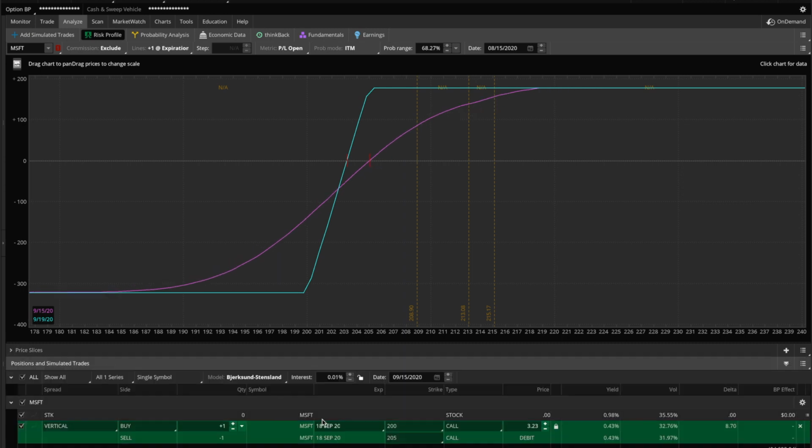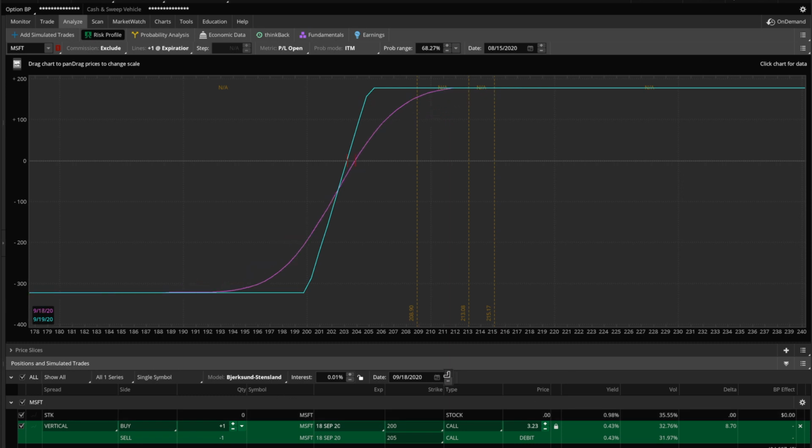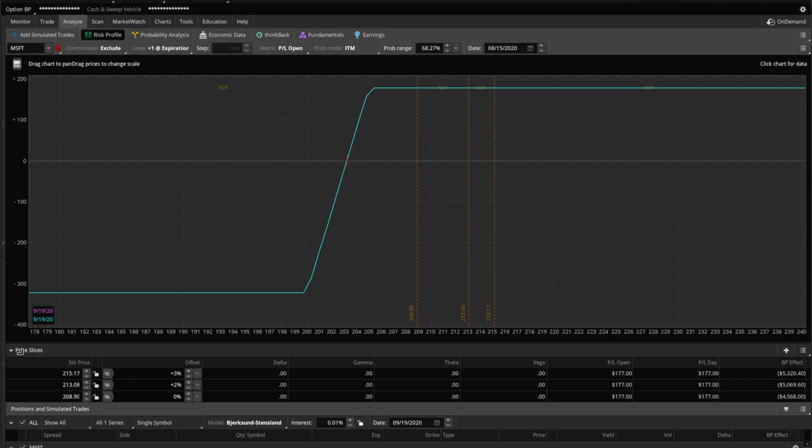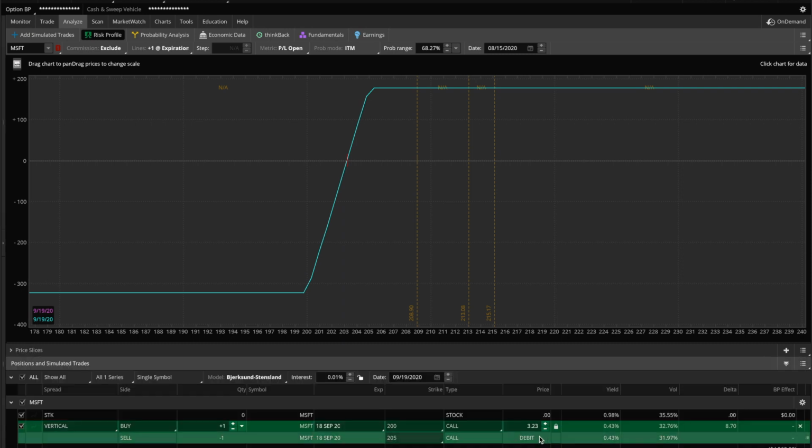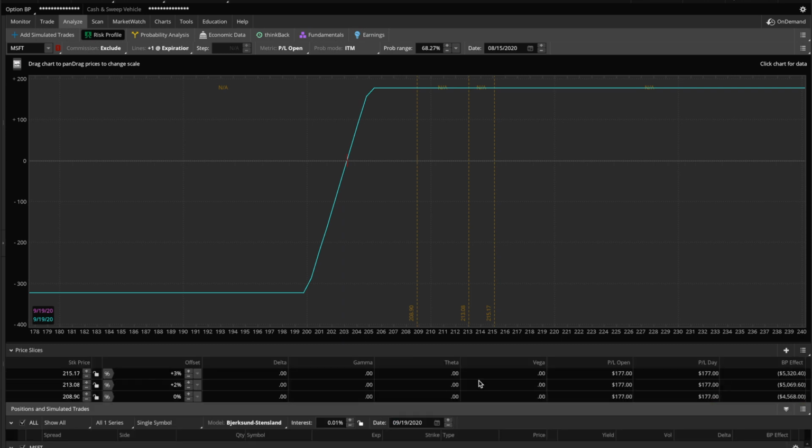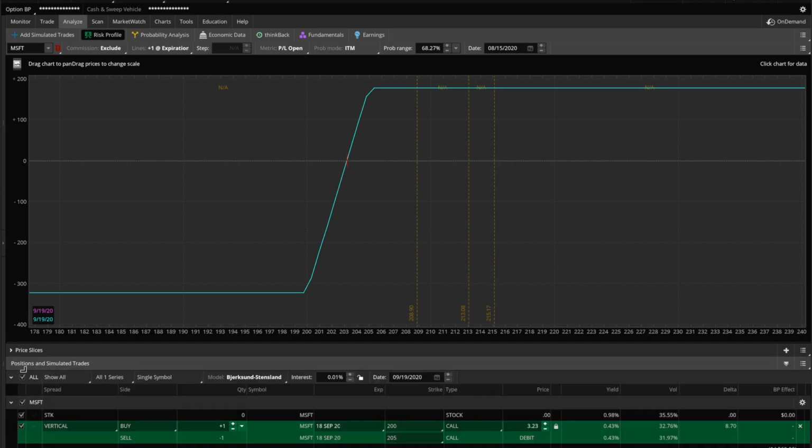This is a September 18th contract on Microsoft, and we'll go all the way out to the day after expiration. And as you can see, this contract is going to cost us $323, and our profit is $177, and that's our max profit. Now, if we did one at the money, if we bought an at the money call and sold one that was one strike out of the money, then it would more or less double our money.